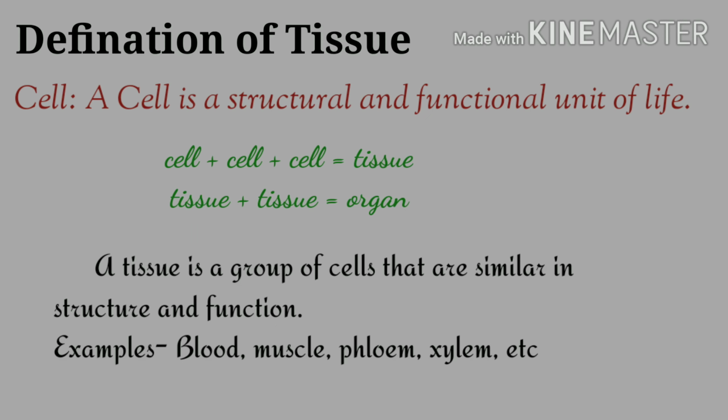Okay, before defining what a tissue is, let's define what a cell is. A cell is a structural and functional unit of life. That is, every living organism is made up of cells. Cell and cell combine together to form tissue, and tissues come together to form an organ. So we can define a tissue as a group of cells that are similar in structure and function. Blood, muscle, phloem, xylem, etc. are all examples of tissue.